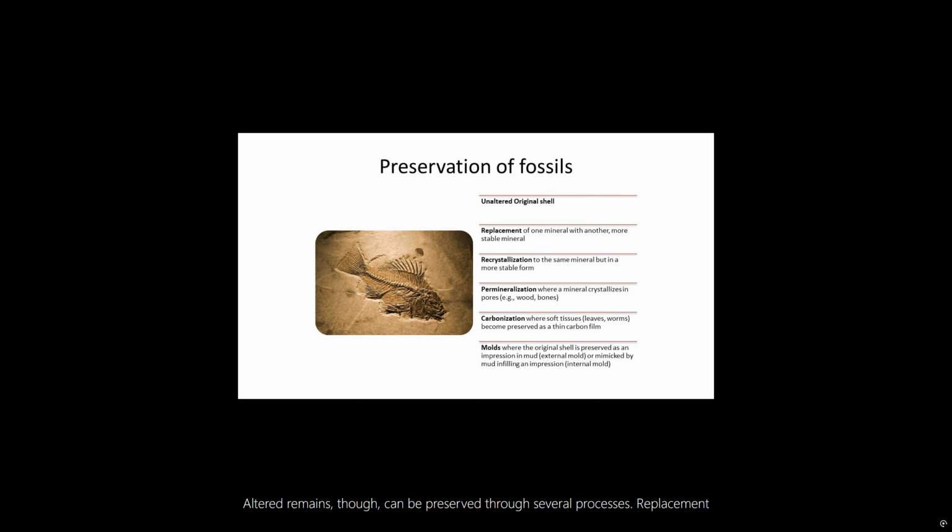Altered remains, though, can be preserved through several processes: replacement of one mineral with another more stable mineral, recrystallization to the same mineral but in a more stable form, permineralization, where a mineral crystallizes in pores, as in wood or bones, carbonization, where soft tissue becomes preserved as a thin carbon film, and molds, where the original shell is preserved as an impression in mud or mimicked by mud infilling an impression.